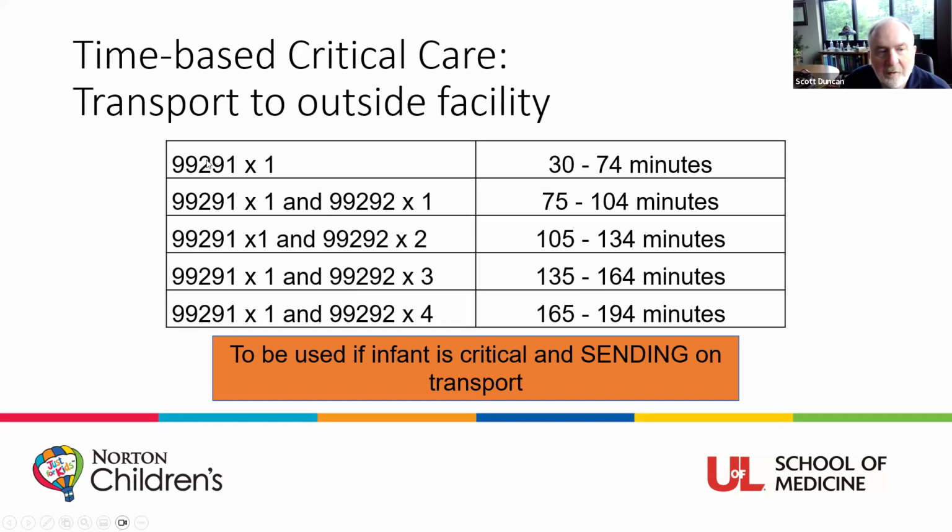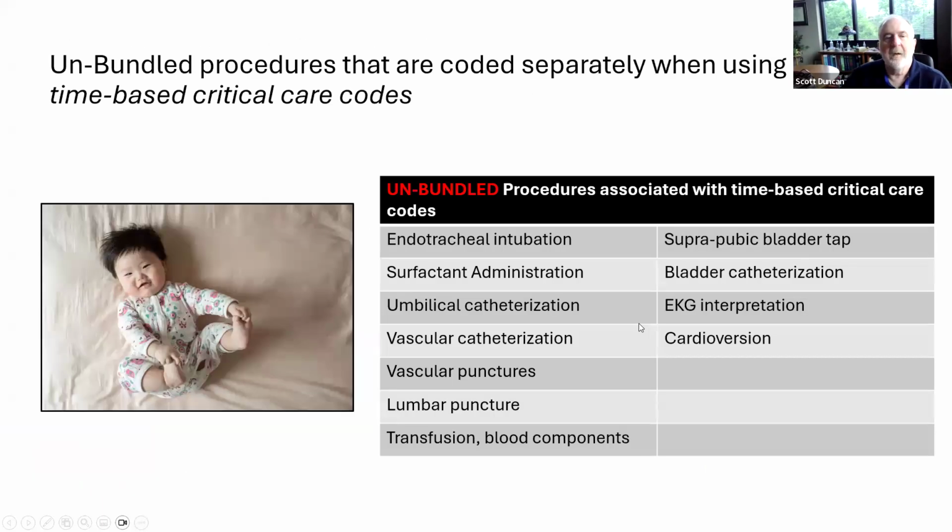So 99291 is the first 30 to 74 minutes. You have to reach a 30-minute threshold for that. And then a 99292 adds an additional 30 minutes to it. So as you accumulate time thinking of how long you spent providing critical care, you continue to add those codes. For example, on the bottom, a 99291 times 1 and then 99292 times 4 covers 165 to 194 minutes. In these time-based critical care codes, there are no bundled procedures.